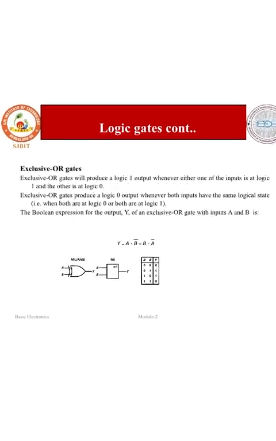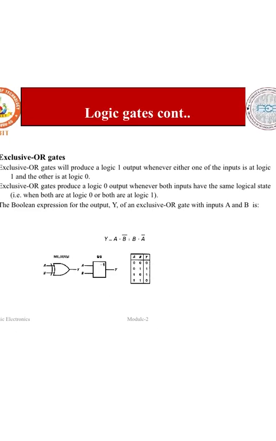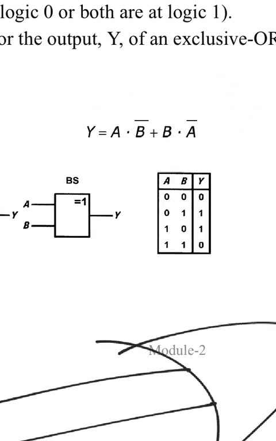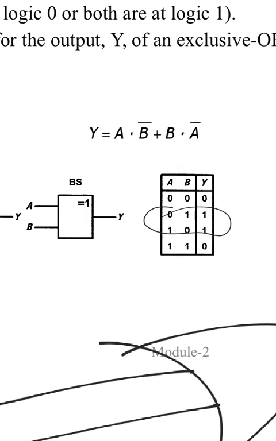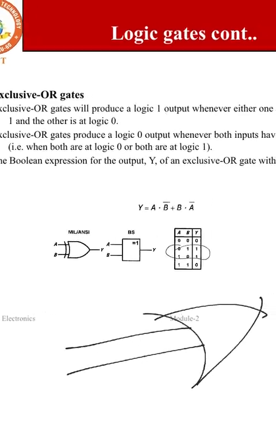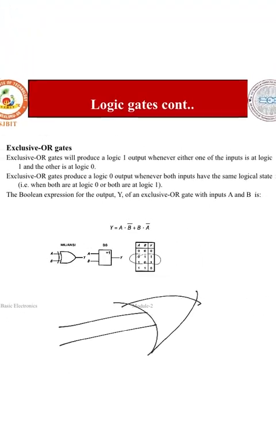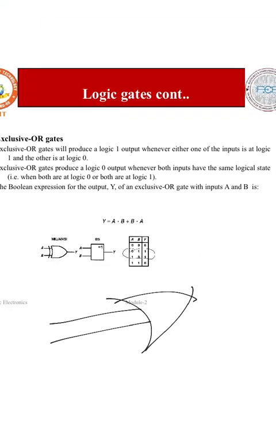So coming to the exclusive OR gate. What do we mean by exclusive OR gate? For the same, you can see it gives the output. The output will be 1 only when any one of the inputs is high. Okay. The exclusive OR gate will produce a logic 1 output whenever either one of the inputs is at logic 1 and the other is at logic 0.